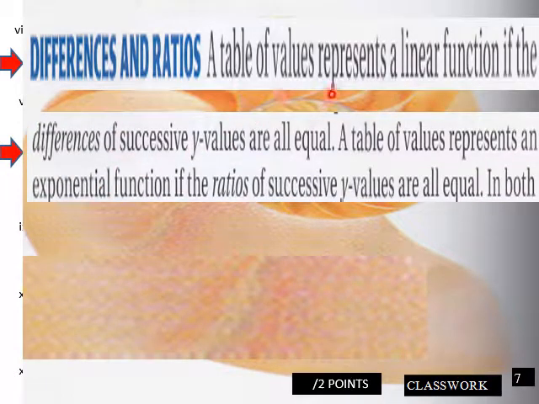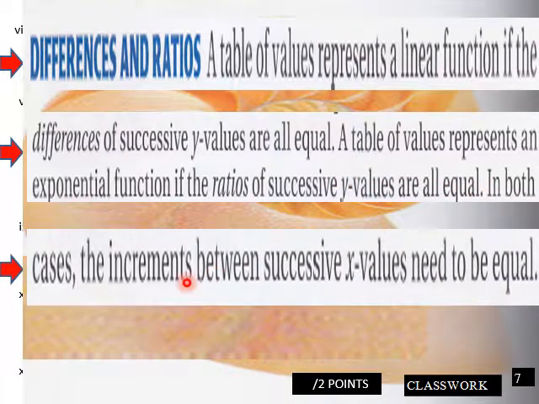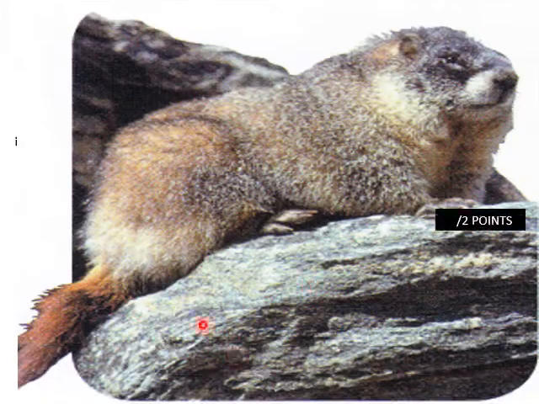Differences and ratios. A table of values represents a linear function if the differences of successive y values are all equal. A table of values represents an exponential function if the ratios of successive y values are all equal. Ratios is the key word. In both cases, the increments between successive x values are equal.